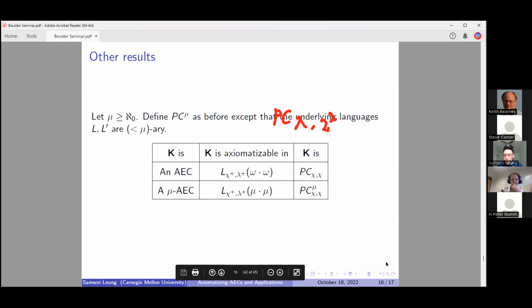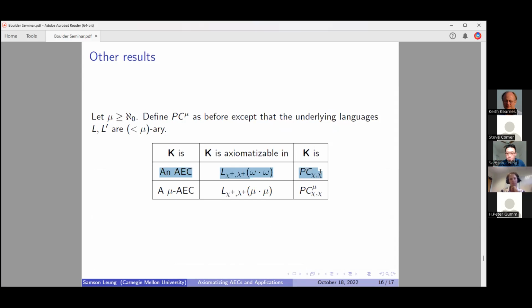So let me clear this. Two more results related to my paper. What I've proven so far is the first row here: if you have an AEC K, then I can tell that K is PC chi.